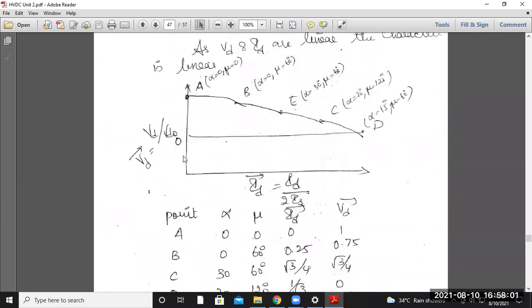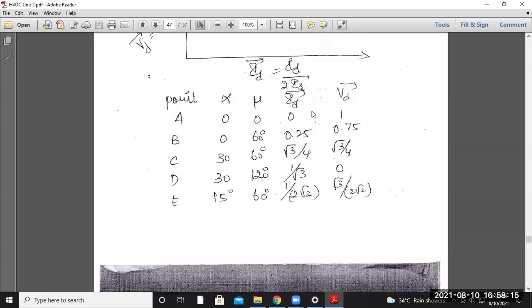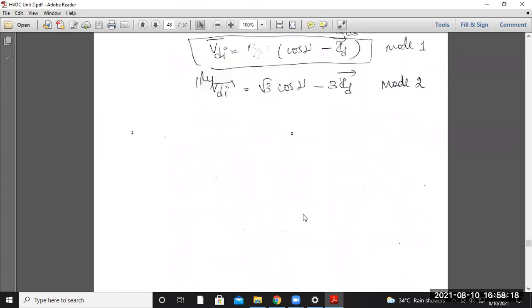So here you have seen the similar pattern that is given in the book, that is for different values of alpha and mu. And if you plot the value of the VD vector and ID vector in the similar manner, you will get A, B, C, D, E for the different values of alpha and mu. Accordingly, the values of the VD and ID vectors will occur.